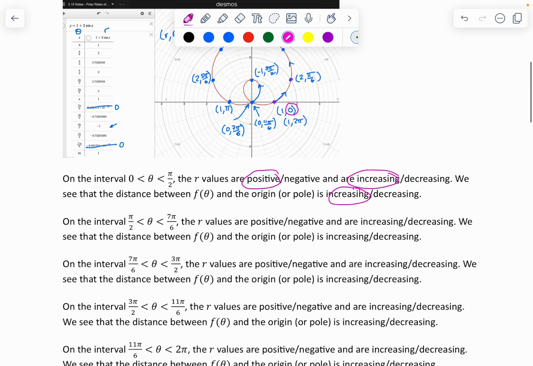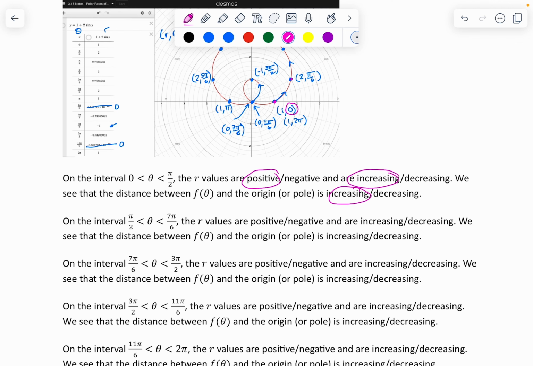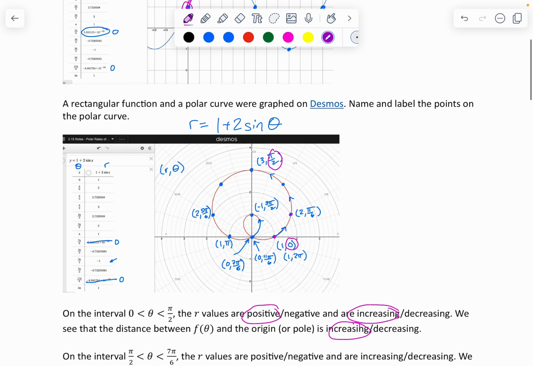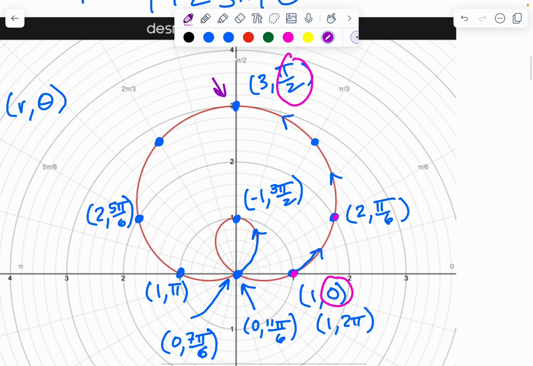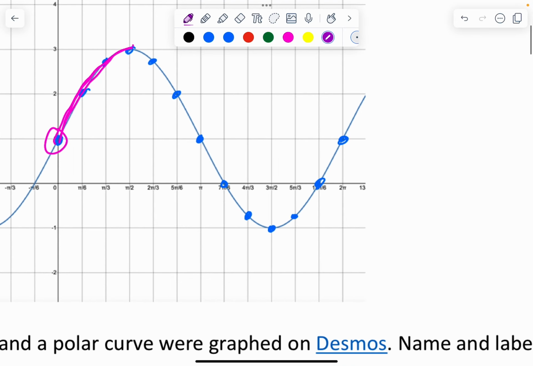Okay, then what happens? Then we're on the interval, let me switch colors. Then we're on the interval from pi over 2 to 7 pi over 6. Well, 7 pi over 6 happened all the way over here the first time. So that first time we got to 0. So we were cruising, well, and then we can also compare that to here. So this is pi over 2 to 7 pi over 6.